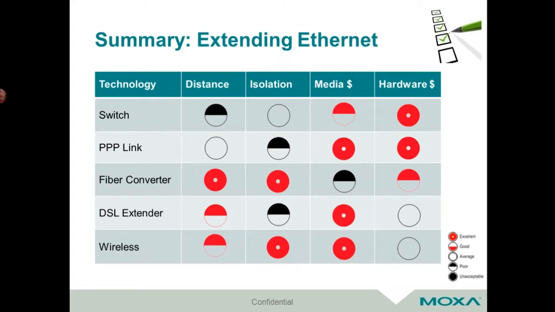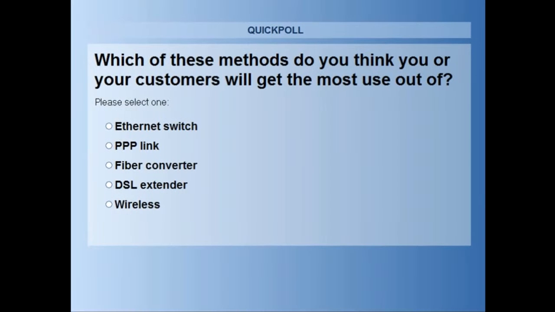So depending on what you need, you can use this easy chart to see what would be the best option for you. And with that, I'd like to take the last poll question, which is, of all of these methods, what have you seen that would be the most useful for you or for your applications? Would it be an Ethernet switch, a PPP link, a fiber converter, a DSL extender, or wireless? We're going to give you just a few minutes here to answer.